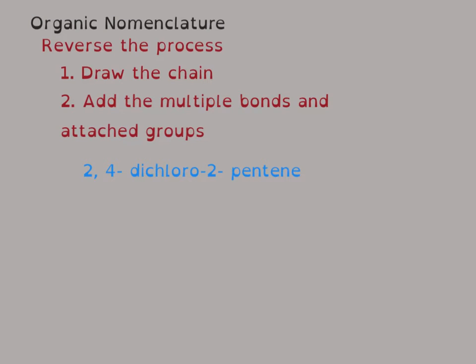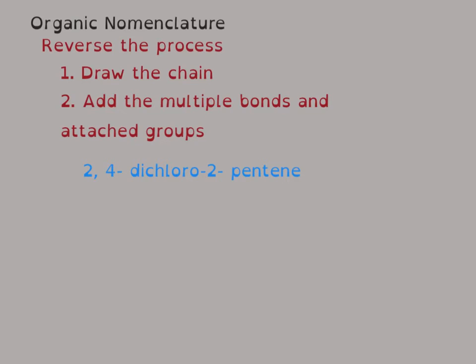In this screencast, we are going to look at how you reverse the process, going from an organic name of a compound into drawing what it looks like structure-wise. So the basic process, I would go with 2 steps. You first need to draw the chain, and then you need to add any multiple bonds or attach groups or branches.